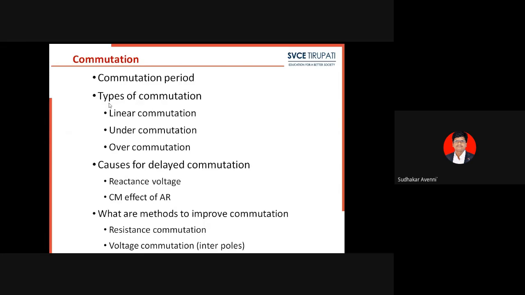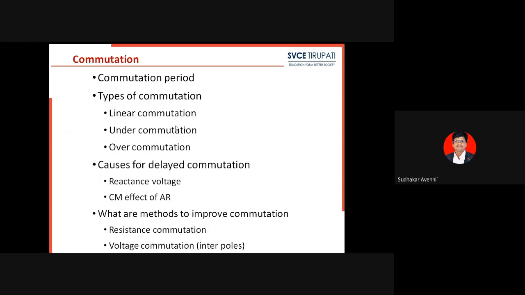And also there are types of commutations. There are three types: linear commutation, under commutation, and over commutation. What is meant by linear commutation? If the current reversal takes place exactly within the commutation period, it is said to be linear commutation, or ideal commutation, or straight line commutation.